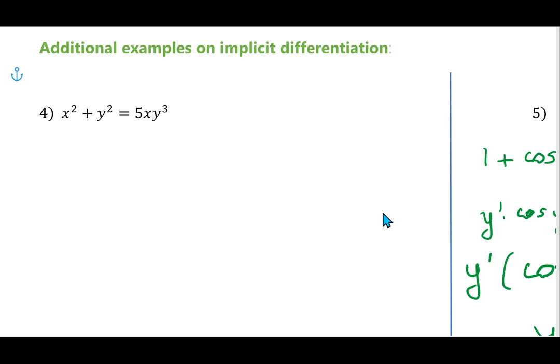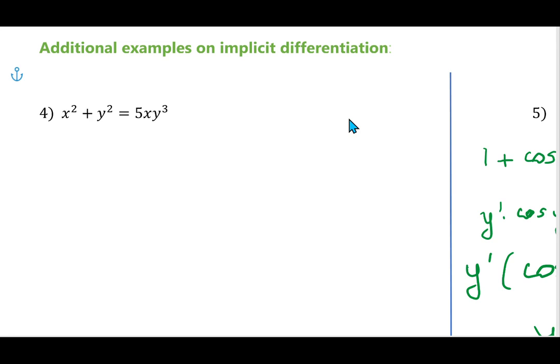Welcome back, everyone. This is the lesson part 2 on implicit differentiation. If you haven't seen part 1, please make sure to begin with that one. Here we're doing additional examples. The question is to find dy/dx in every one of the examples that will follow, and we don't have to solve for y.